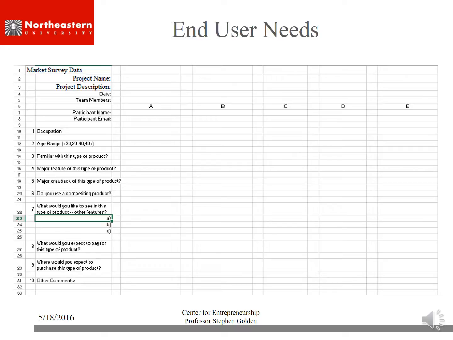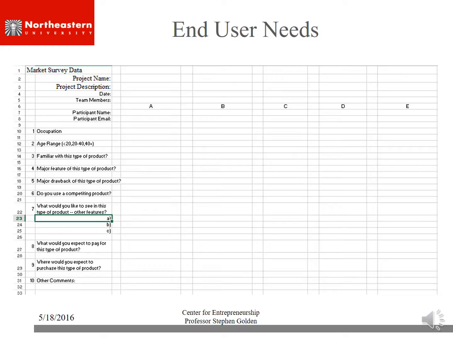Are they familiar with the product? Do they have this problem? Does this solve the problem? Are there any problems with the solution? What do you like about the product? What do you not like about the product? What would you expect to pay for the product? Where would you expect to get this product? You just want to collect some information from the end user on alternative solutions, and you can even throw your solution in here and ask them what they think of where you're going with your product.